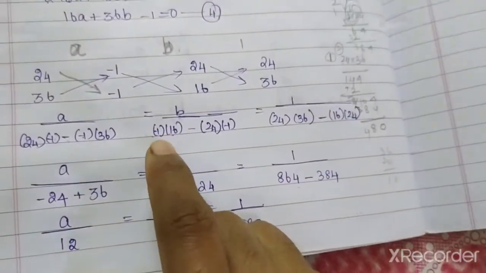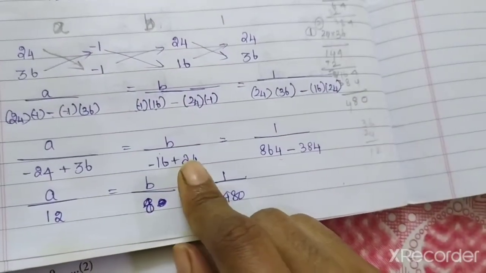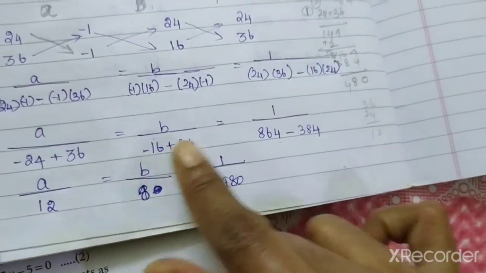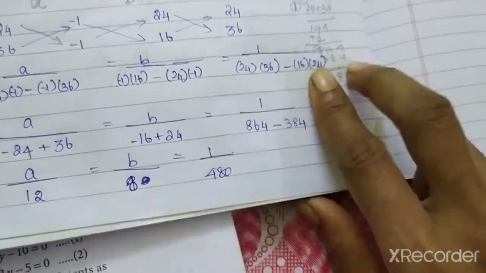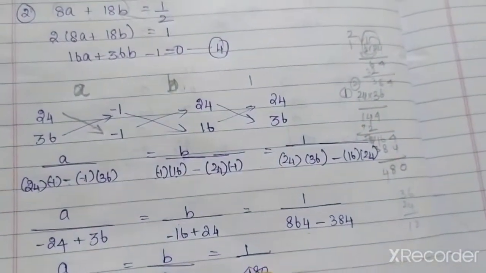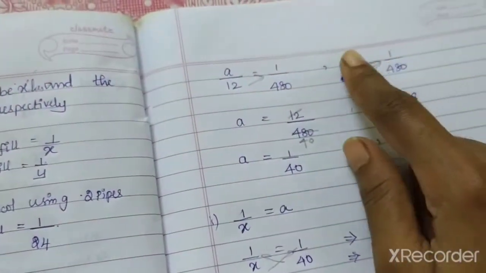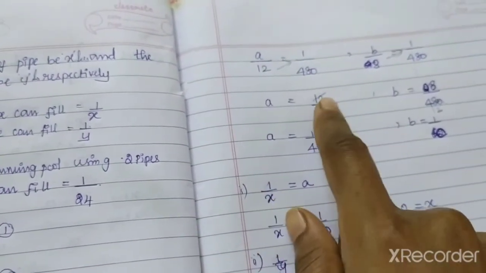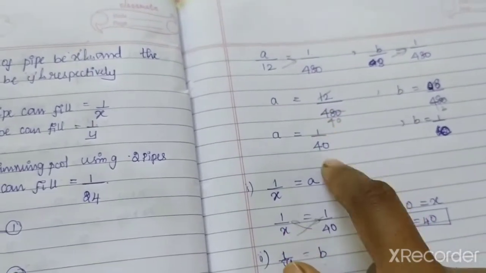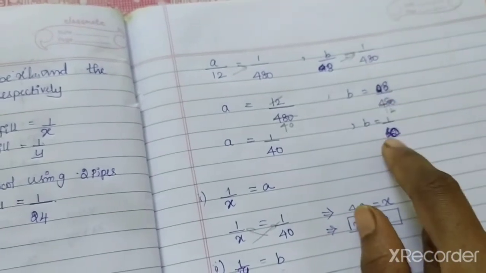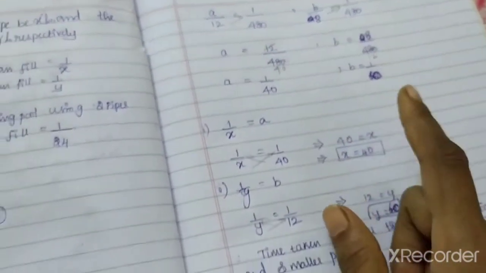So minus into positive: minus 16 plus 24 equals, multiply and get this. The subtraction of this is 12, subtraction of this is 8, subtraction of this is 480. So a by 12 equals 1 by 480, b by 8 equals 1 by 480. Cross multiply: 12 by 480. In the 12 table, 48 is 4 times, 0 as it is, so 1 by 40. b equals cross multiply 8 by 480. In the 8 table, 48 is 6, with the 0, so 1 by 60.